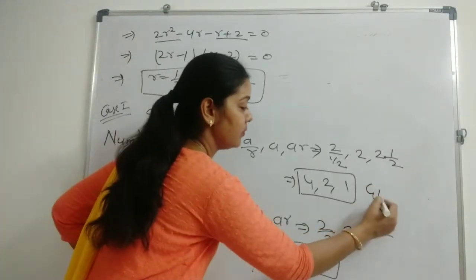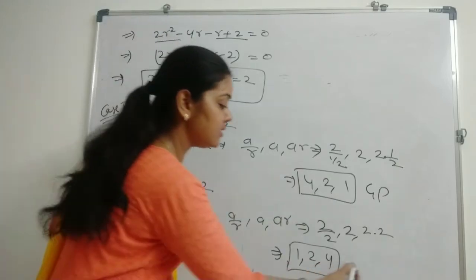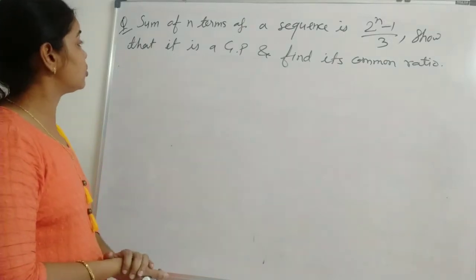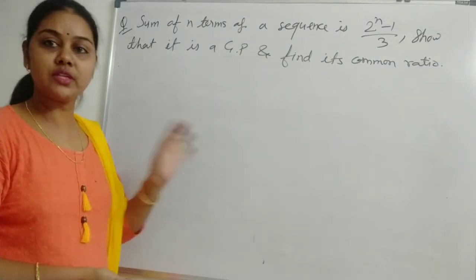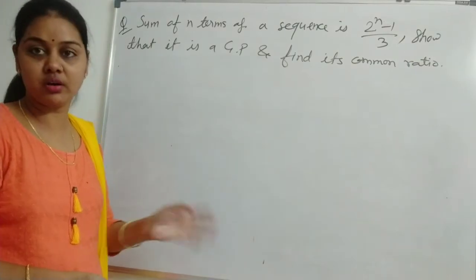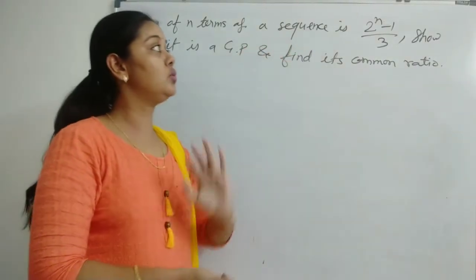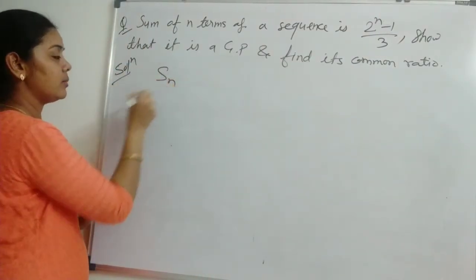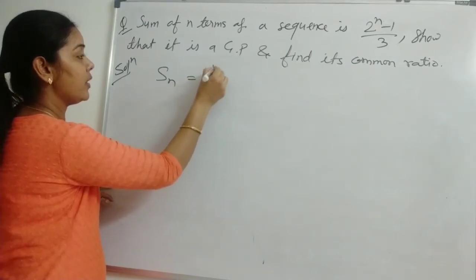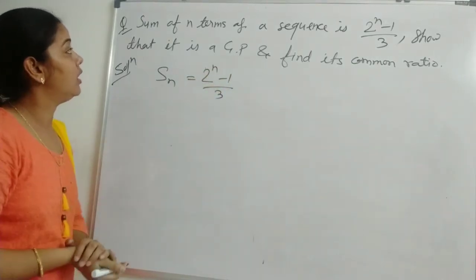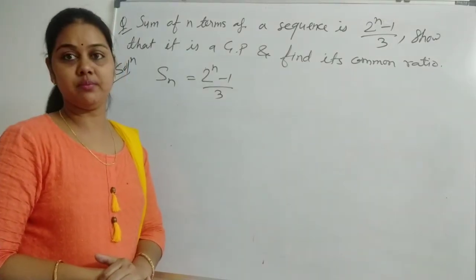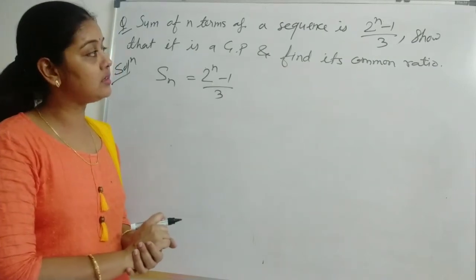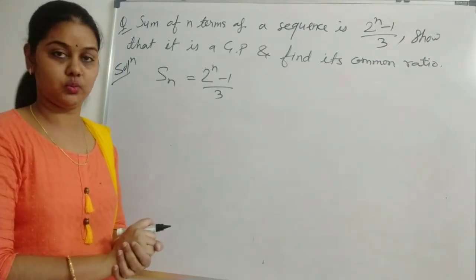In this GP, we are dividing by 2, and in this GP, we are multiplying by 2. What is given to us? In this question it is given that the sum of n terms of a sequence, it is not mentioned whether it is GP or AP, is 2 raised to power n minus 1 upon 3. Now, show that it is a GP. It means we need to prove that it is a GP and find its common ratio.